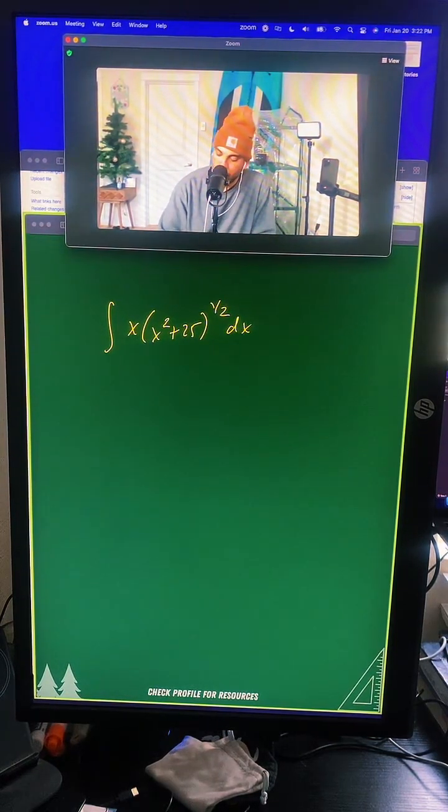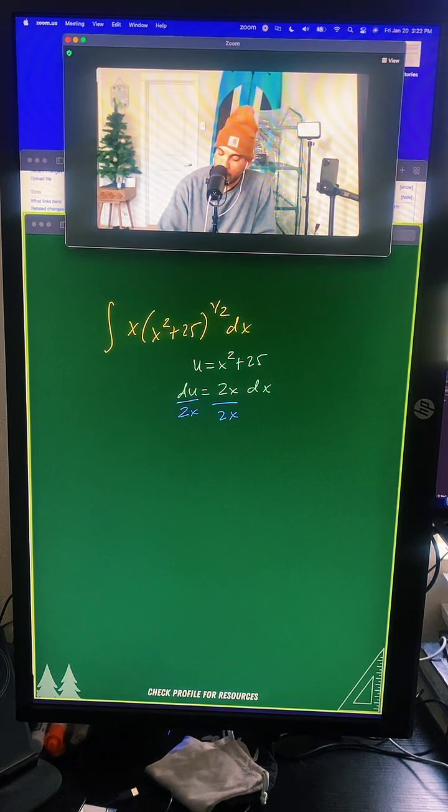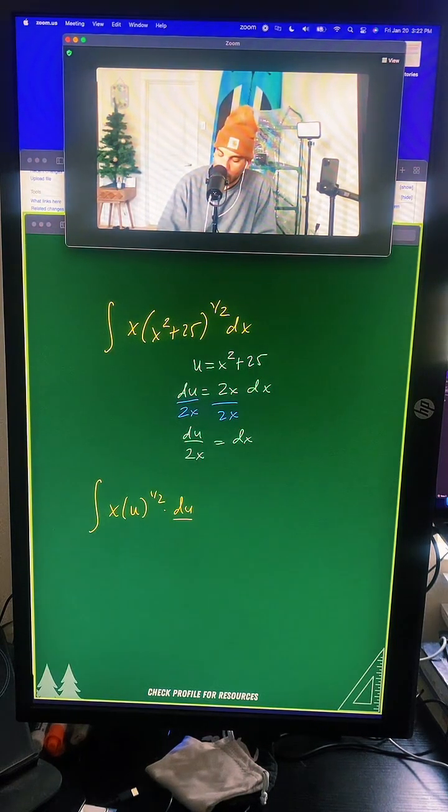This is going to be u is equal to x squared plus 25. So du is equal to 2x dx. And I personally like to divide the 2x to the other side so that I get du over 2x is equal to dx. And look what's going to happen to our integral. We're going to have the integral of x times u to the power of 1/2 times du over 2x. And look at the x's, they cancel out. So now I have 1/2.